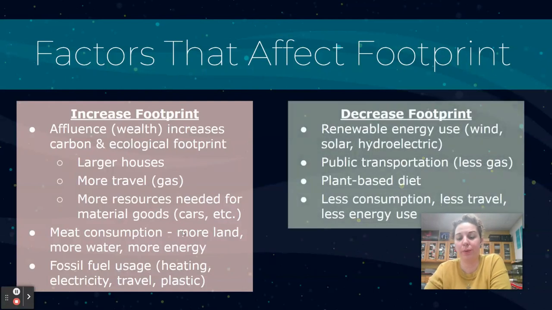And then some ways to decrease that footprint would be to use renewable energy sources, even though they do release some carbon dioxide in the creation of them. Over time, they release less than coal or gas would. Public transportation, that's going to use less gasoline. A plant-based diet, and then just buying fewer things or trying to buy things secondhand as opposed to brand new, traveling less, and overall using less energy. So making sure lights are turned off, making sure things are unplugged, things like that.